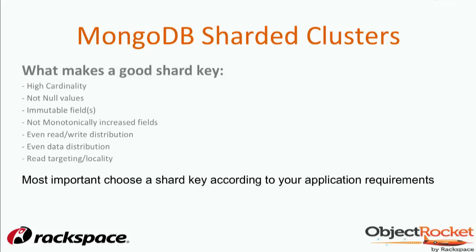What makes a good shard key? We discussed that yesterday in the tutorial very verbosely, so really quick. It has to have high cardinality. It should not have null values. It has to be immutable. It should not be monotonically increasing. Even read-write distribution must be guaranteed. It has to create an even data distribution, read targeting, read locality. All these are characteristics of a good shard key.